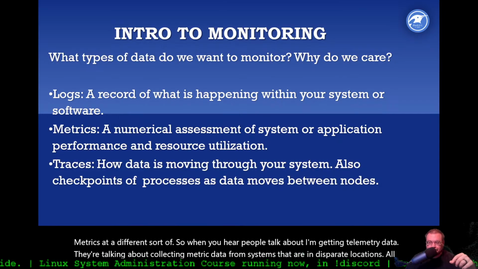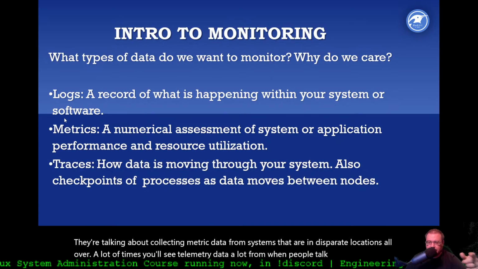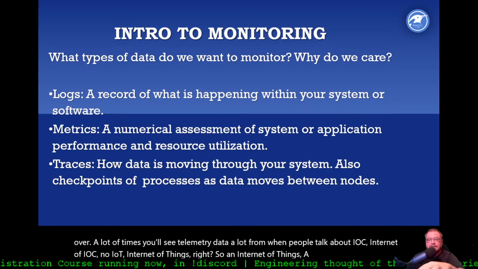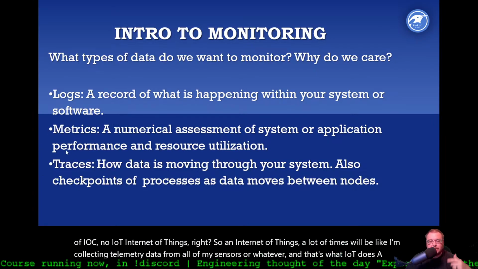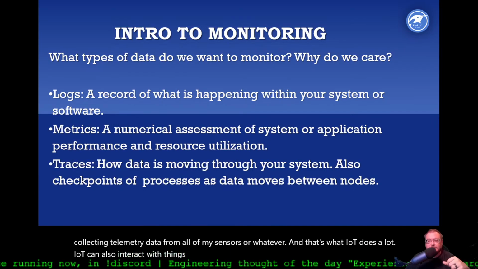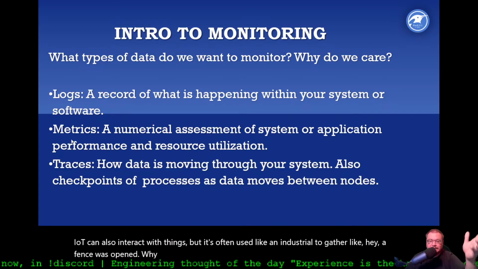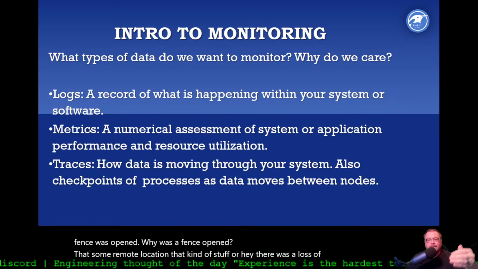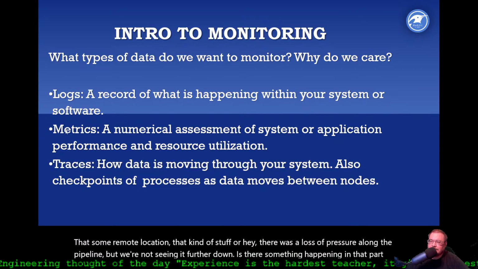A lot of times you'll see telemetry data come up when people talk about IoT, Internet of Things, right? So in Internet of Things, a lot of times they'll be like, I'm collecting telemetry data from all of my sensors or whatever, and that's what IoT does a lot. IoT can also interact with things, but it's often used in industrial settings to gather things like, hey, a fence was opened. Why was a fence opened out in some remote location? Or, hey, there was a loss of pressure along the pipeline, but we're not seeing it further down. Is there something happening in that part of it? So there's all kinds of stuff like that they do.